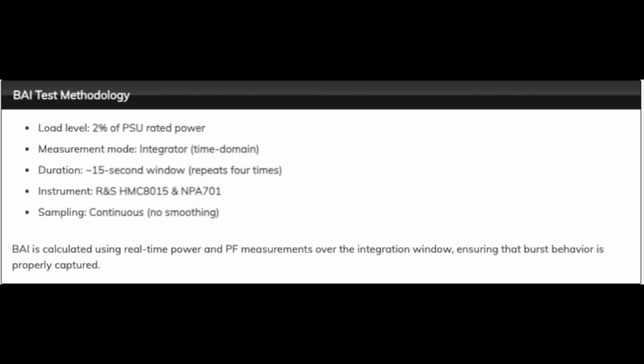I measure BAI at very low and light loads, typically around 2% load, where burst behavior is strongest, using a long integration window of 15, 30, to 60 seconds. Continuous sampling, no shortcuts, no averaging tricks, full behavioral capture. Efficiency tells you losses. Ripple tells you electrical quality. Noise tells you acoustics. But BAI tells you something new: how the PSU behaves when your system is actually being used. And that's missing from every existing certification.